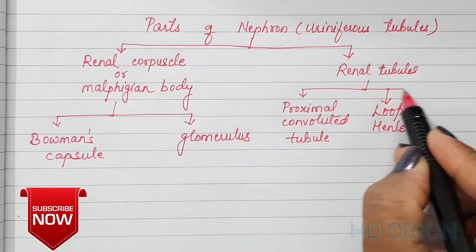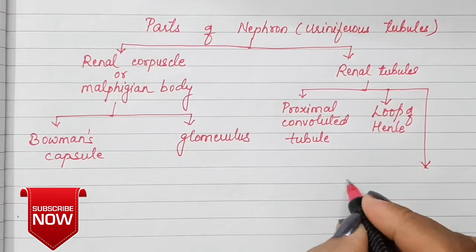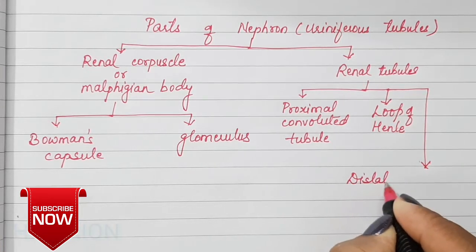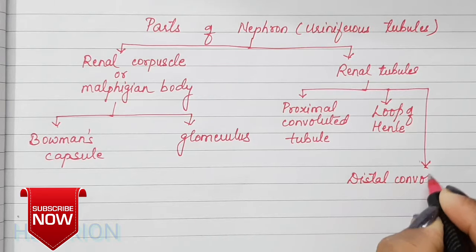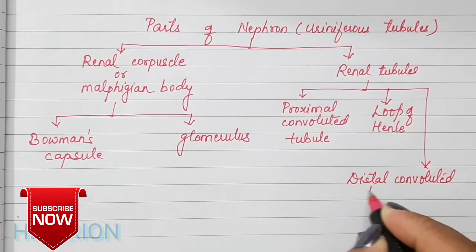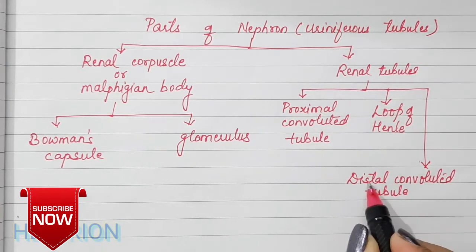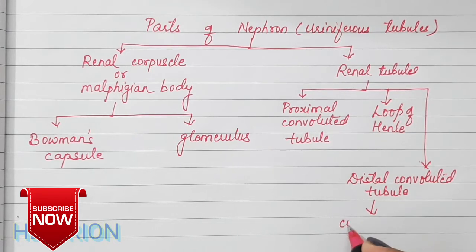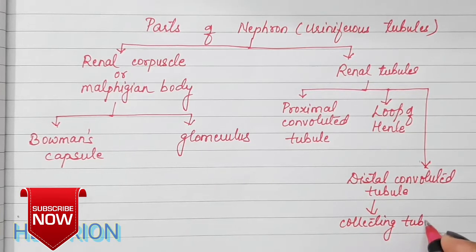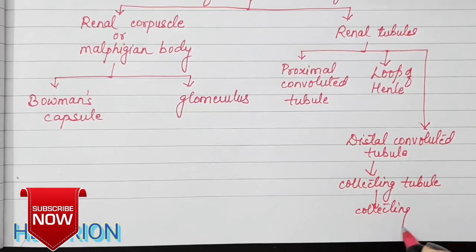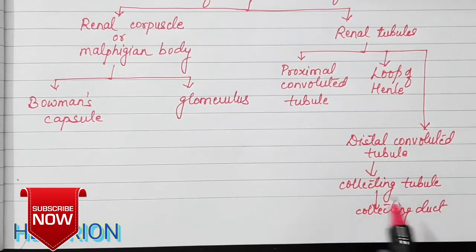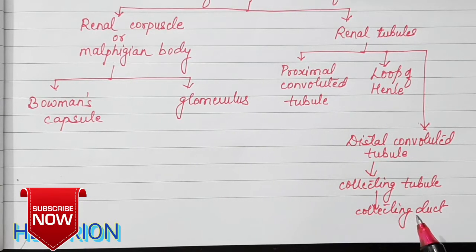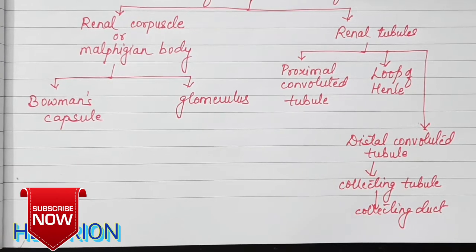and the distal convoluted tubule. The distal convoluted tubule opens in the collecting tubule, and many collecting tubules of the nephrons form a collecting duct. So these are the parts. When we will be drawing the diagram, we will be knowing the location of each part.